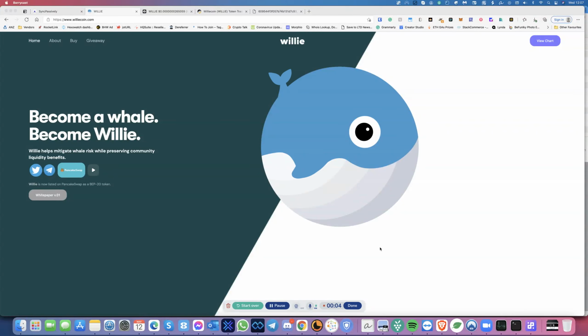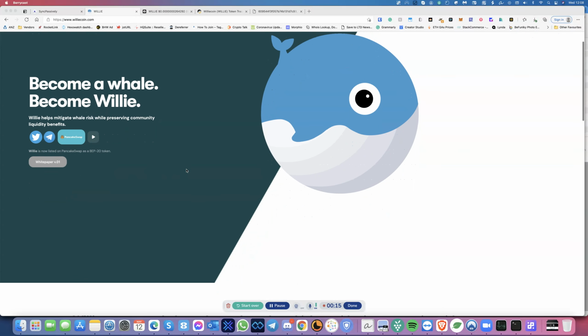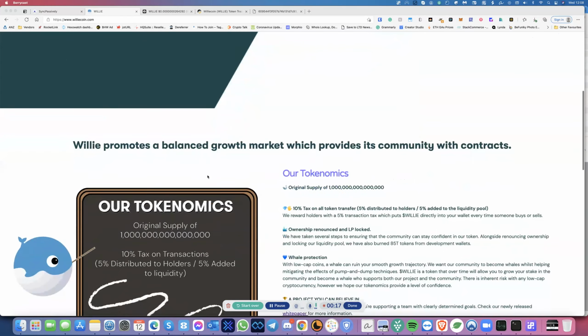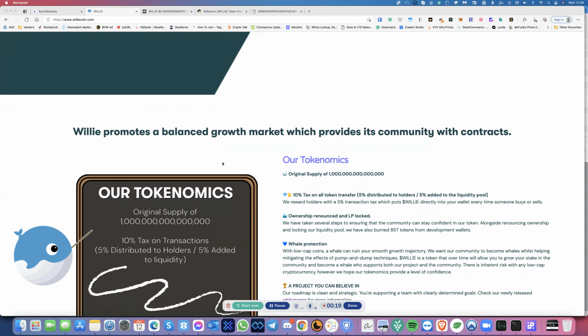We're looking at yet another token called Willie. They got their name from the whale, I suppose. So pretty much, it's a token that has a lot of growth, actually. I mean, it's just flying at the moment with so much activity.